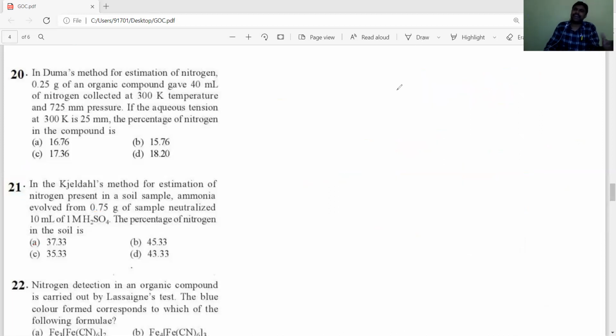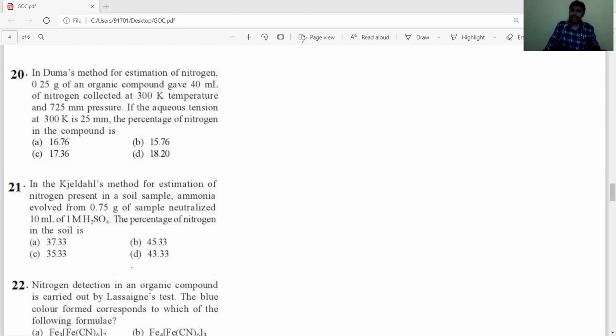Next, qualitative analysis means we have to identify the elements present in the organic compound. For example, if halogens are present, how do we identify the halogens? And if nitrogen is present in the organic compound, how do we identify it? Identification tests of elements, such as nitrogen, sulfur and halogens, are nothing but qualitative analysis.